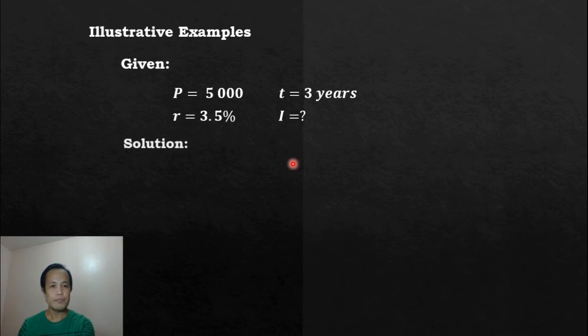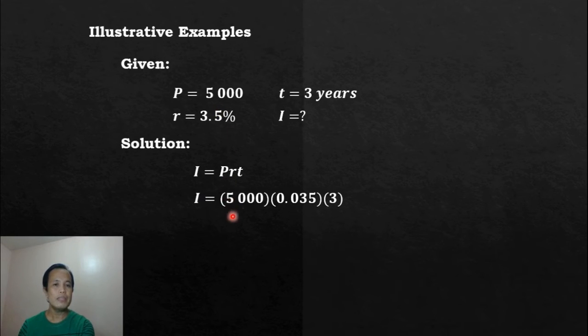So for the solution, since our unknown is the interest, we need to use the formula I equals PRT, the principal times the rate times the time. So what we need to do is just simply substitute these values to the formula. We will have the principal as 5,000, rate of 3.5% in decimal is 0.035, and our time in years is 3. To solve for the interest, we just simply multiply everything, which is equal to 525 pesos. So our interest is 525 pesos, with the principal of 5,000, a duration of 3 years, and the interest rate of 3.5%.